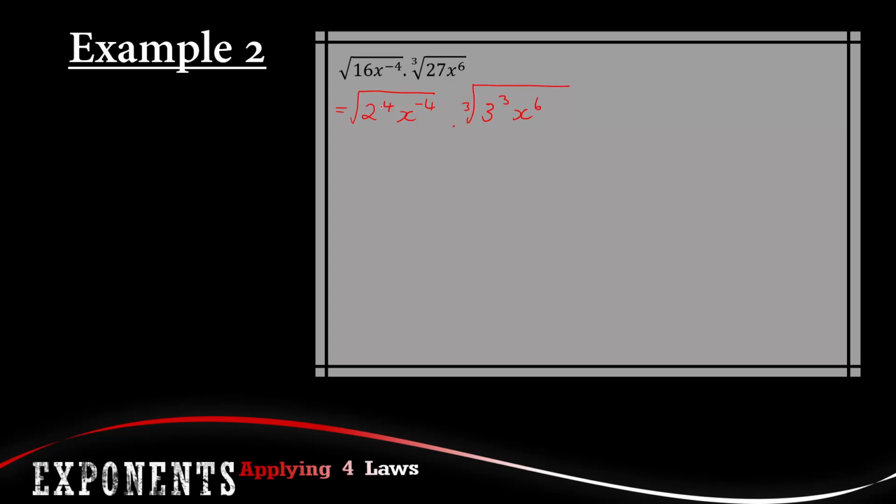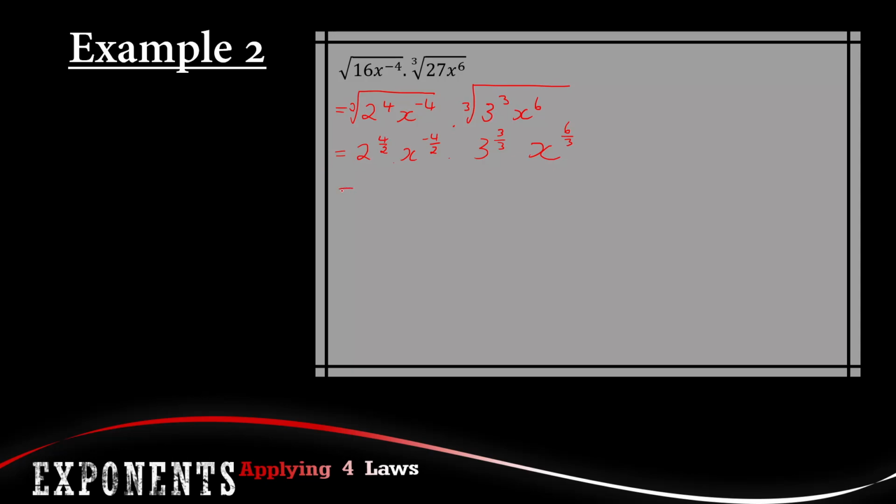Alright, now the roots, we want to get the roots in exponential form as well. So remember, square root has an invisible 2 right there. So if you're going to put that in exponential form, you're just going to divide the exponent of every base by 2. So it's going to be 4 over 2 times x, negative 4 over 2, times 3. So this becomes 3 divided by 3, and times x, 6 divided by 3.